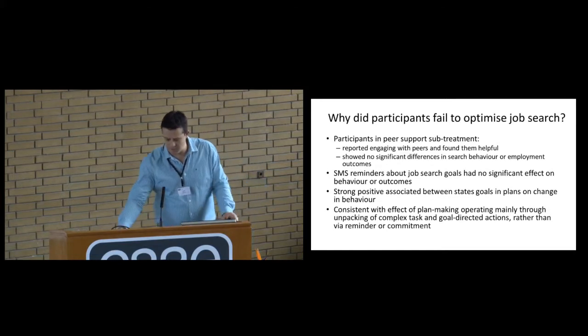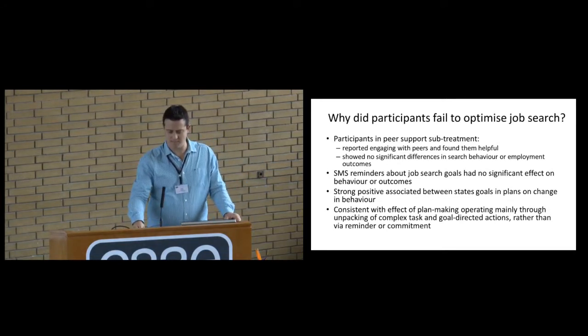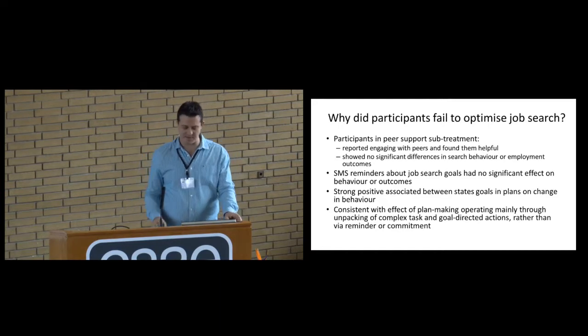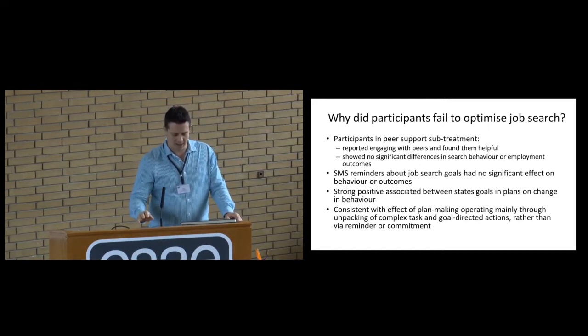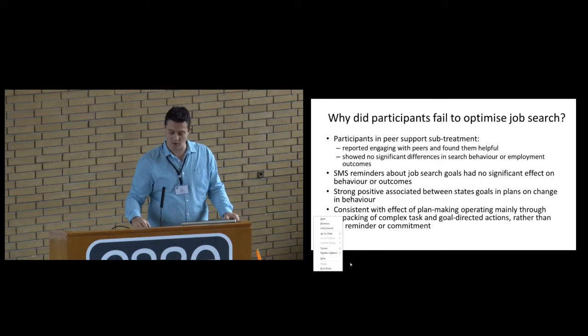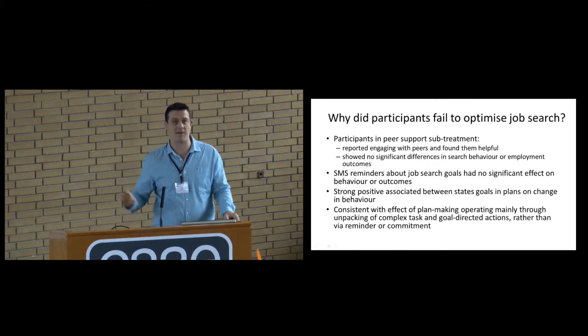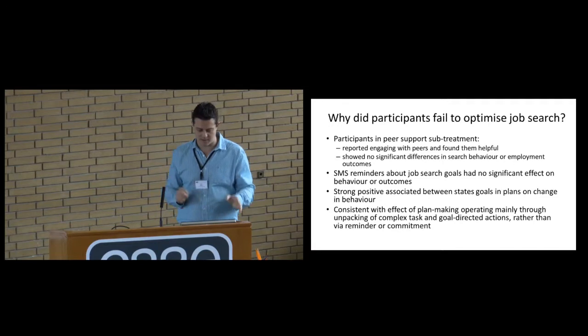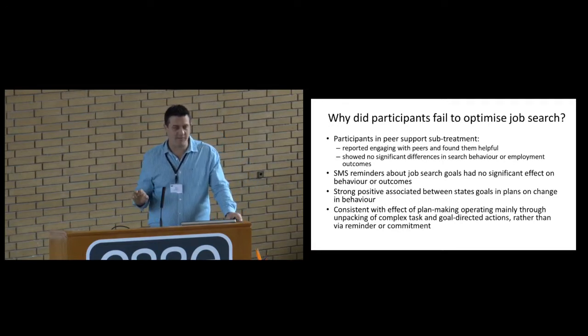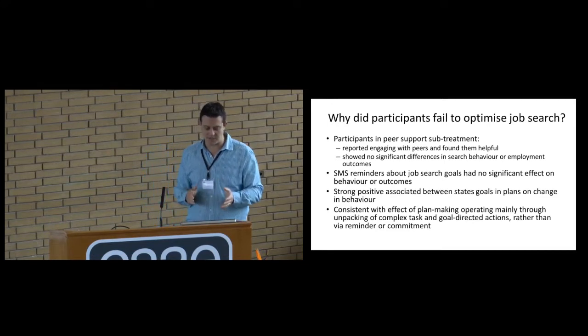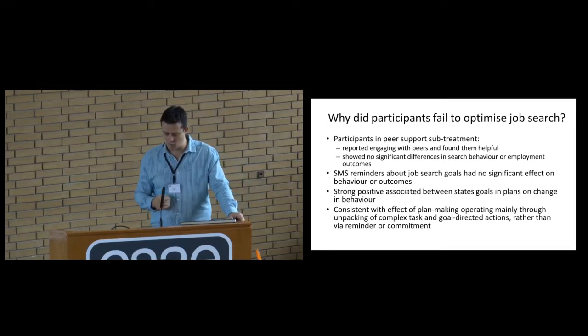All right, so that leaves us with a bit of a puzzle, which is why don't people use these? Why did participants fail to optimize job search in the absence of an action plan? And why do these action plans work? Now, I should say our experimental design really wasn't designed to answer these questions conclusively, and I don't think we have the evidence to have the final word as to why they're effective, but I do think some of these sub-treatment results are quite interesting, and we think they're suggestive of possibly why action plans work.